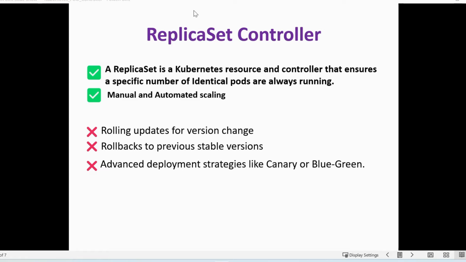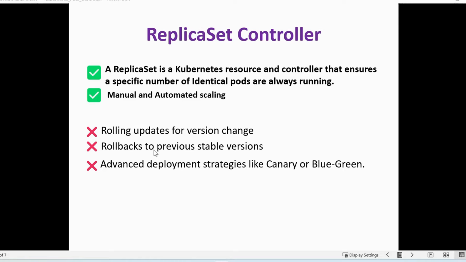Now there are some features which are not present in the ReplicaSet. One of them is rolling update for version change. What is a rolling update? It's the process of deploying a new image to the pods with no or minimal downtime. The running pods and the current traffic in the system should not get affected. This is the mechanism we call a rolling update, and I have already prepared a video on it, given in the description. You can go through it and understand what a rolling update is.